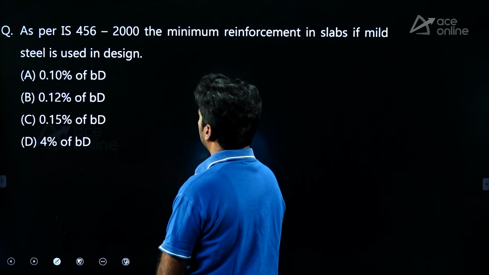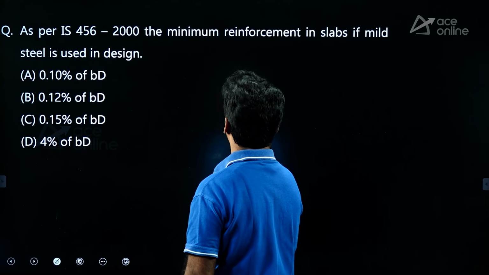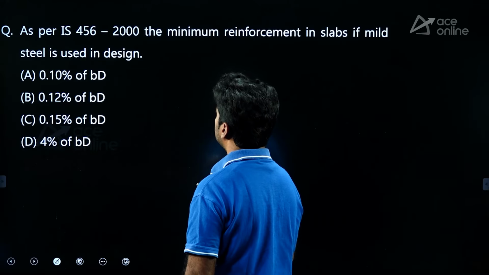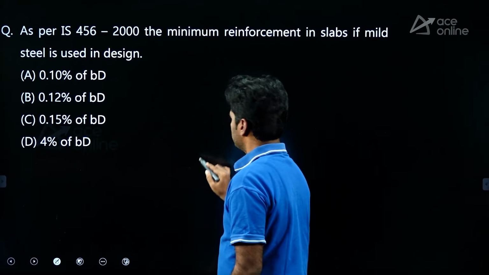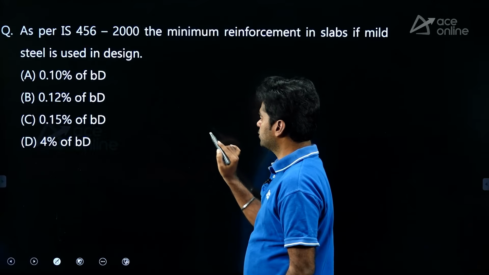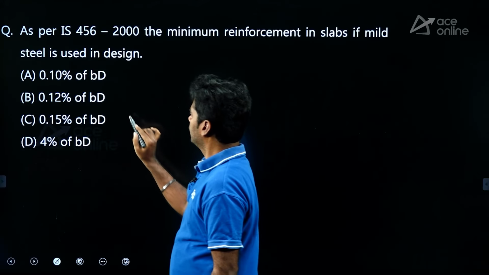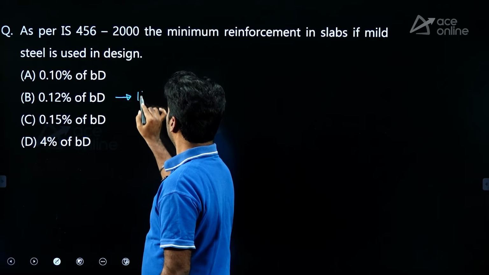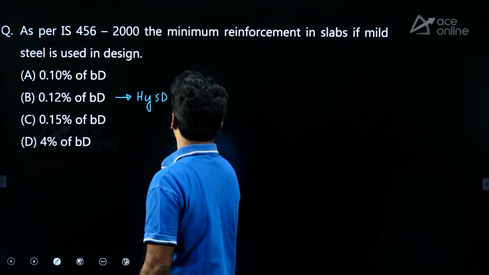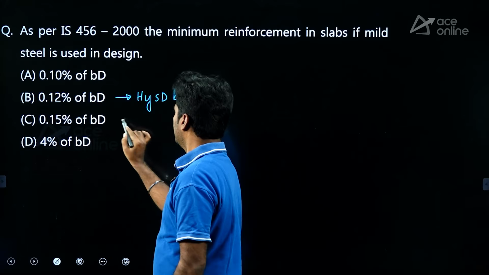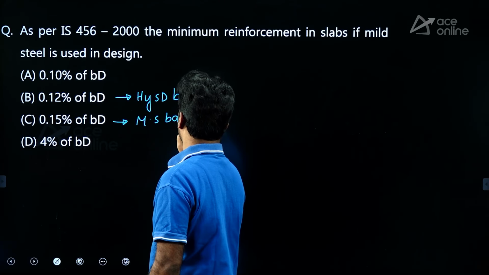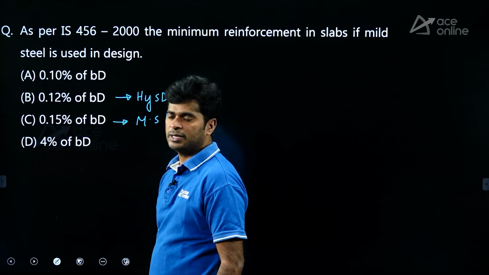First question, as per IS 456-2000, the minimum reinforcement in slabs if mild steel is used in design. In slabs, minimum reinforcement is decided based on the type of steel. For HYSD bars, minimum reinforcement recommended by the IS code is 0.12% of BD. For mild steel bars, minimum reinforcement recommended in slabs is 0.15% of BD.